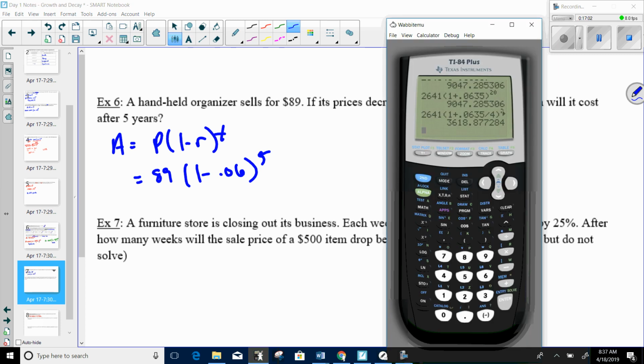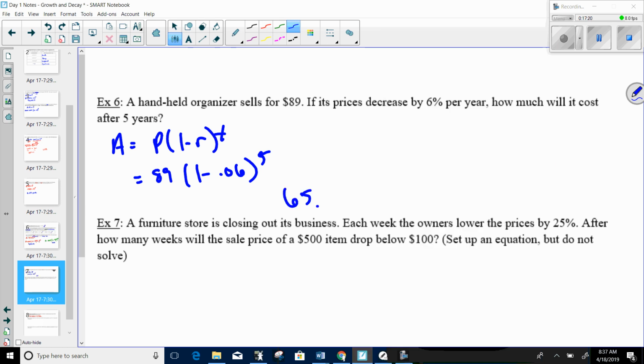So let's plug it into the calculator and see what happens. 89 parentheses 1 minus 0.06 close parentheses raised to the 5th power, and it would be worth $65.32. So it'd be worth $65.32 after 5 years. And it's just plugging the numbers into the formula and seeing what happens.